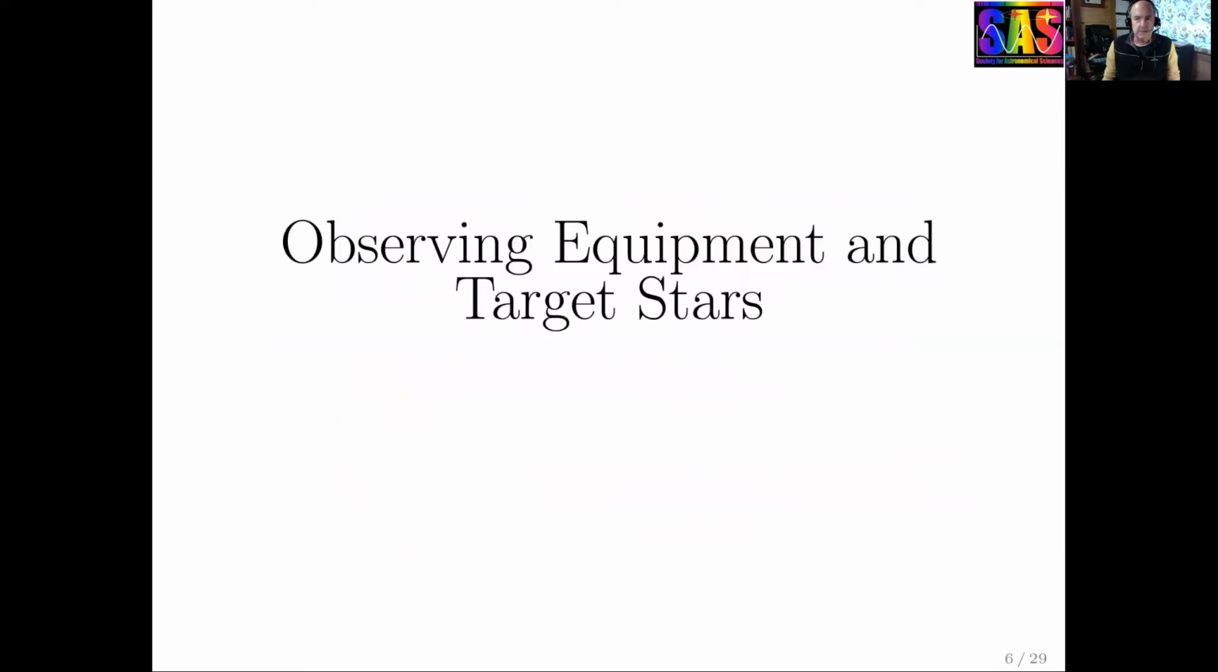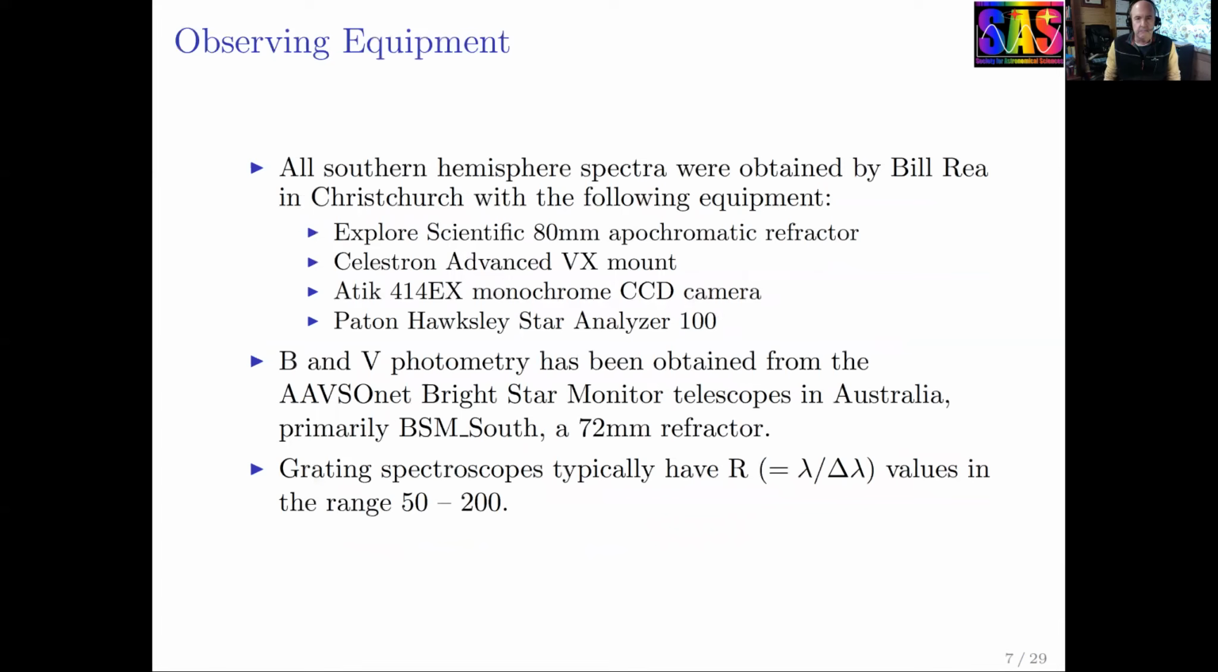So that's all I want to say by way of introduction, onto the observing equipment and stars. In an era of multi-million and sometimes multi-billion-dollar instruments to do science, a question for amateurs that often comes up is what can I do on a very limited budget?